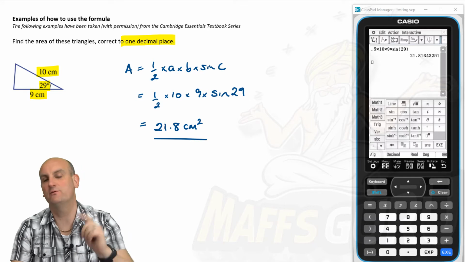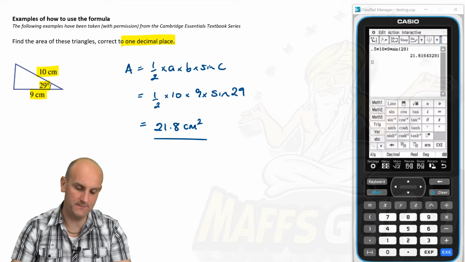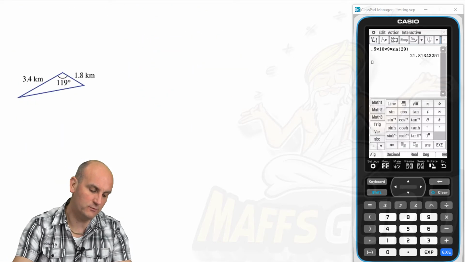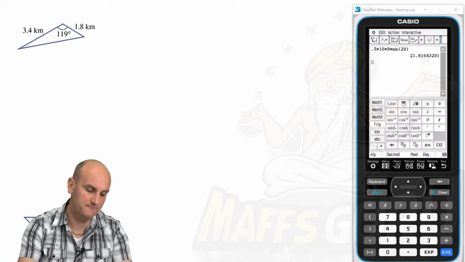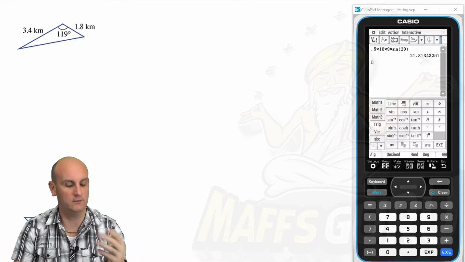Because the question says to 1 decimal place, and it's important to make sure you always read the question. Yay! What about this example? Well, believe it or not, exactly the same. Okay, no different. Have we got 2 sides? Yes. Have we got an included angle?